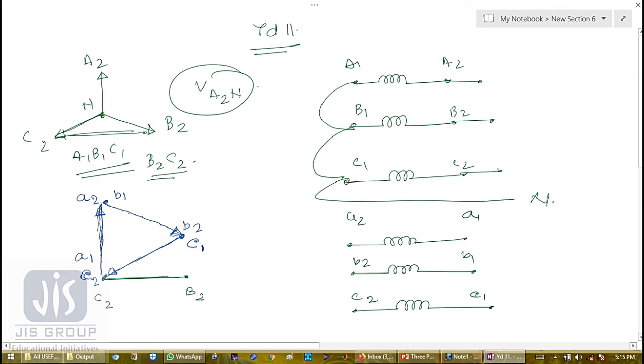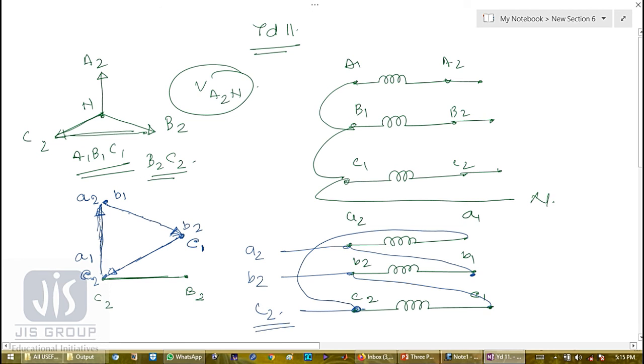So what is the connection? A1 C2. So A1 is connected to C2. Then B2 C1, and A2 B1. And A2, B2, C2 are the brought out terminals. Okay, so this is all about our vector diagram.